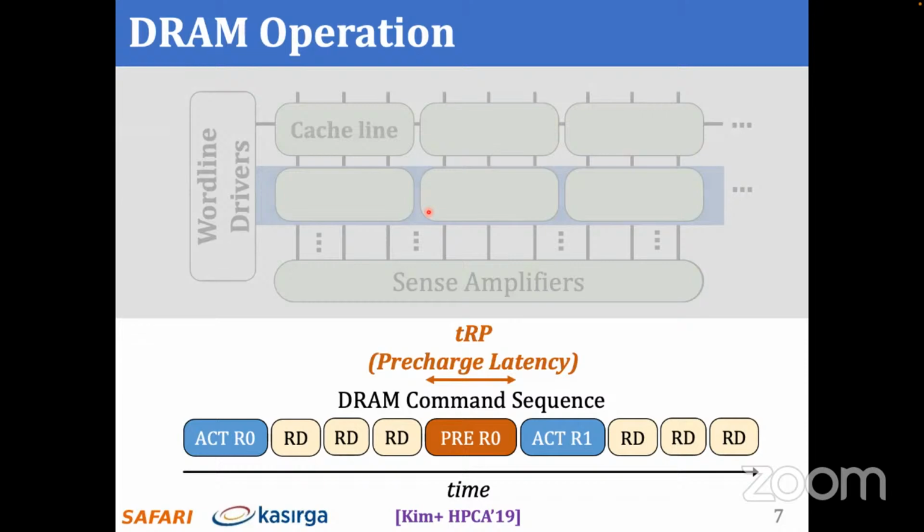And the second parameter is called TRP. It's the pre-charge latency, and it's the time between successive pre-charge and activate commands to the same bank. And then the final timing parameter is called TRCD. And TRCD determines the minimum amount of time between the activate command and the first read command we send to that activated DRAM row.